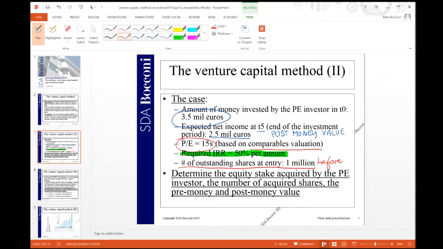What this first example requires us to do is to determine, first, the equity stake acquired by the private equity investor. Second, the number of shares purchased by the private equity investor. And technically speaking, we will be more clear on the meaning of these two terms, the pre-money and post-money value of this company. Please put on a table this information that is useful for us, because we are going now to execute the example step by step.